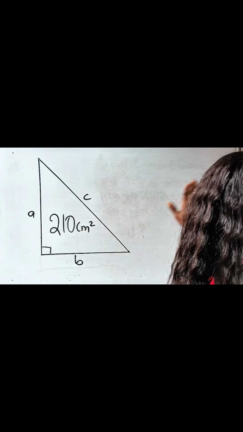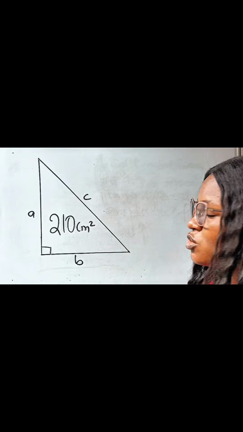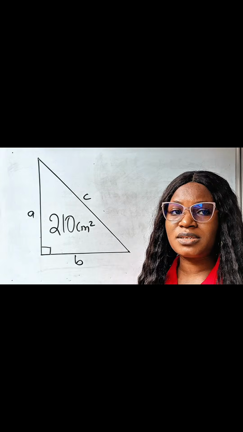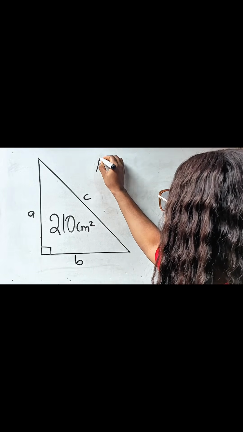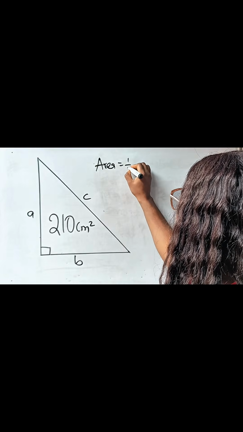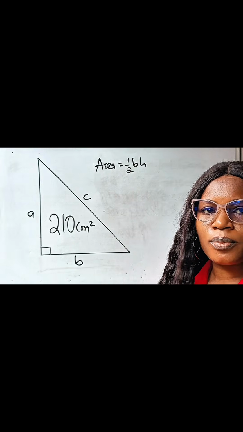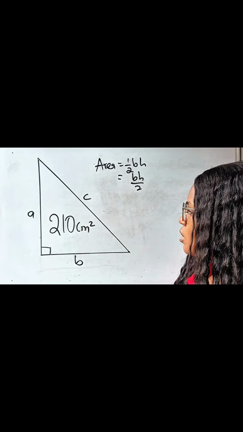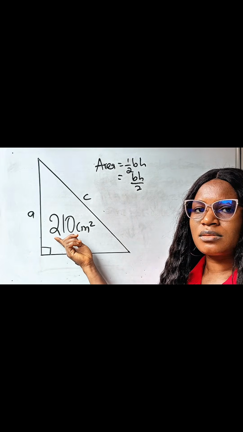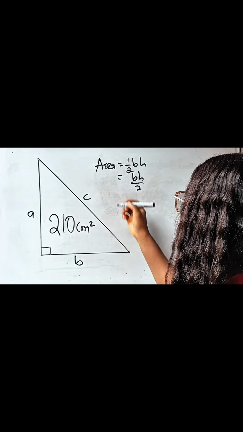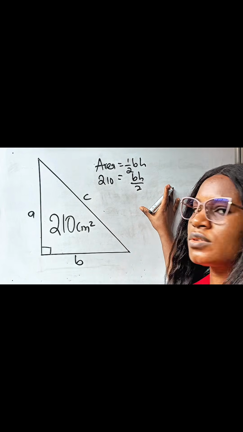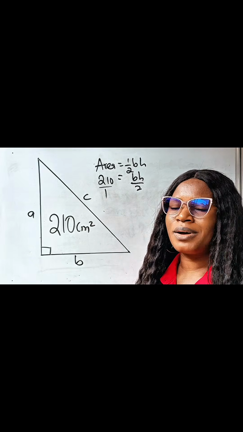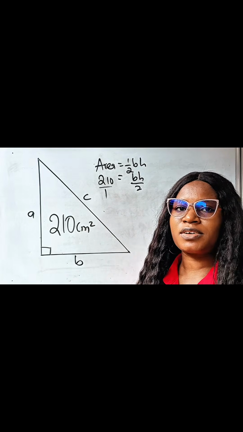Okay, now looking at what we have here, the first thing we need to do is this. First of all, area of a triangle is half base times height, right? So we have area half base times height, which can be written as base times height divided by 2. So we have our area as 210 centimeters squared. So we write 210 is equal to this. We can write this as 210 divided by 1. I normally like to cross multiply. It is faster for me.